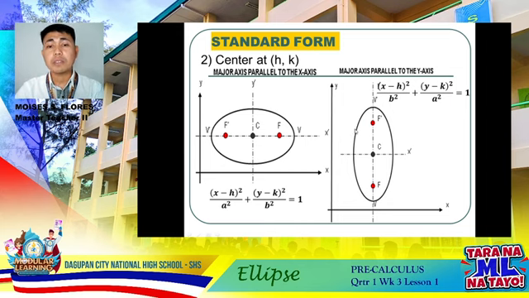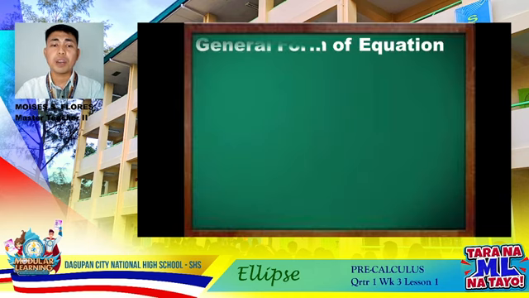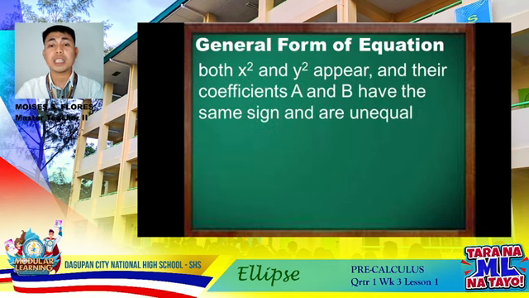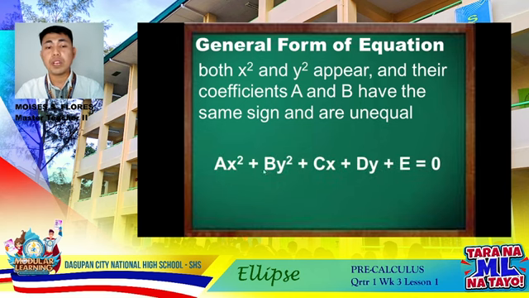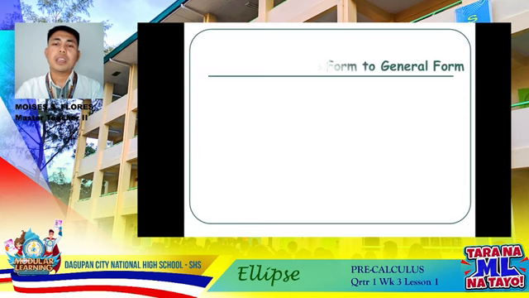After the standard form, let's proceed now with the general form. Our general form states here that both your variables x and y appear on the second degree. And take note, they have the same sign, they're both positive, but they have different numerical coefficients. As it denotes here on our form, ax squared plus by squared plus cx plus dy plus e equals 0. Again, take note, the general form is always equated to 0. A while ago in the standard form, it is equated to 1.